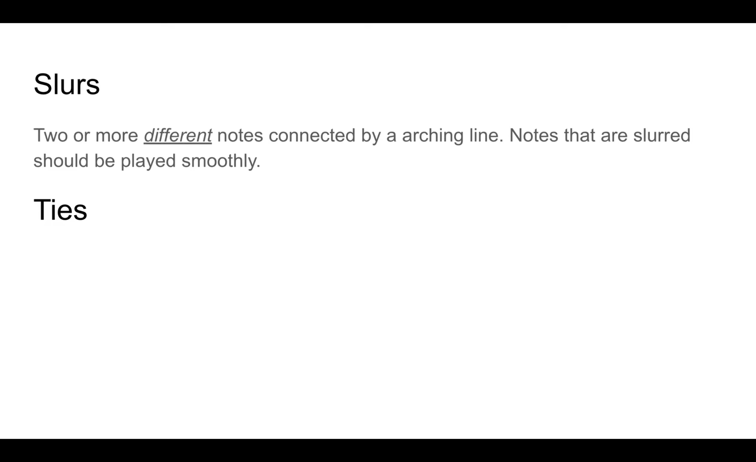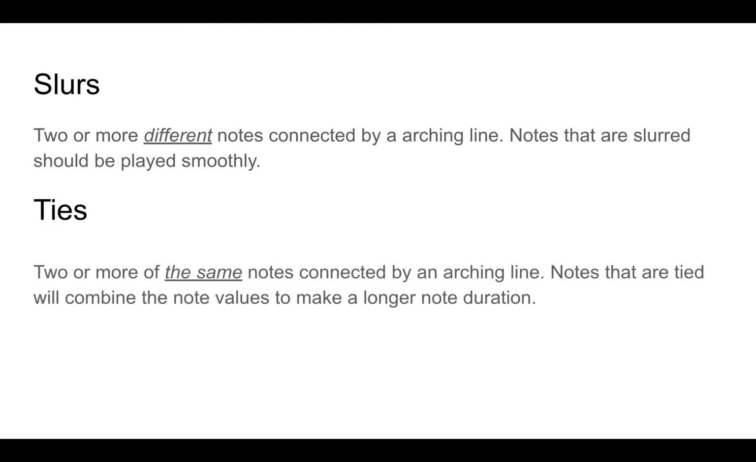So as I said before, these are our slurs and our ties. Now I'm going to tell you what they do in our music. For slurs, it is two or more different notes connected by an arching line. Notes that are slurred should be played smoothly. And now we have ties. Ties are two or more of the same notes connected by an arching line. Notes that are tied will combine the note values to make a longer note duration. So this can be really, really hard to visualize. That's why I've created some visual examples for us to look at on the next page.